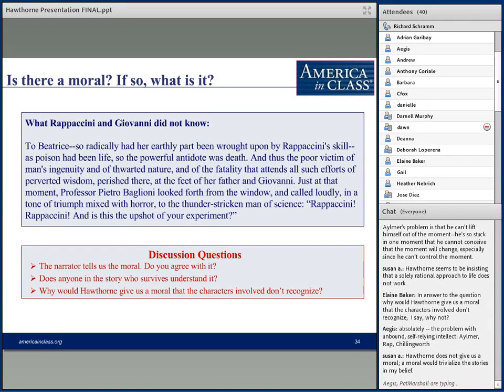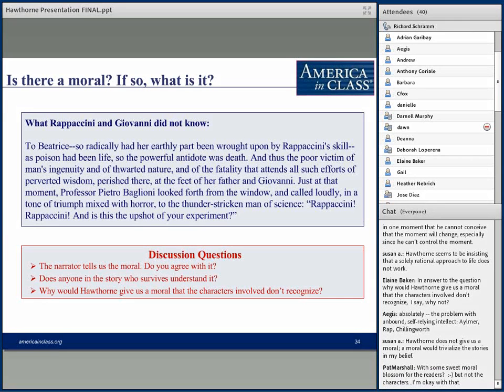Well, Susan gives us an interesting comment here. Hawthorne does not give us a moral. A moral would trivialize the stories in my belief. Yeah, Hawthorne, you know, his stock in trade is ambiguity. And if he were to wrap it up nicely at the end, he would defeat everything that he's achieved thus far. That's a very good point.